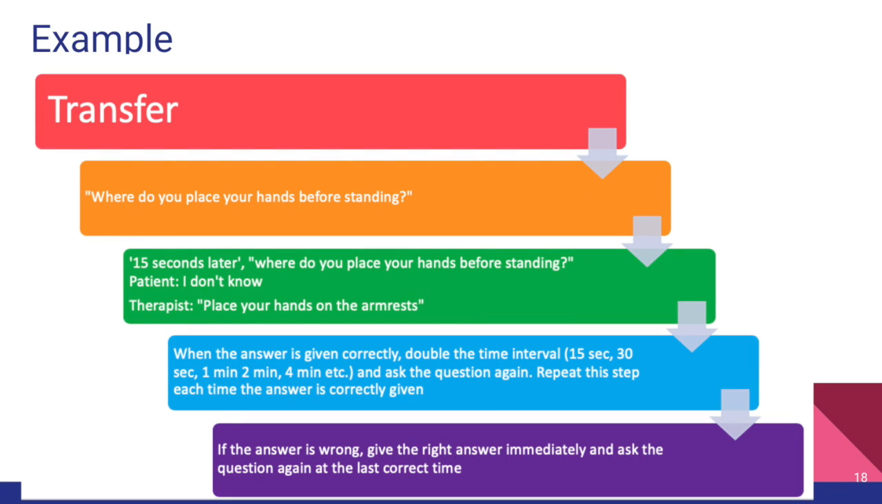Let's take a transfer, for example. You would ask the patient, "Where do you place your hands before standing?" "On the armrests." And then repeat 15 seconds later. If the patient responds with, "I don't know," you would say, "Place your hands on the armrests." When the answer is given correctly, you would double the time interval each time by asking the question again. And if the answer is wrong, then give the right answer immediately.